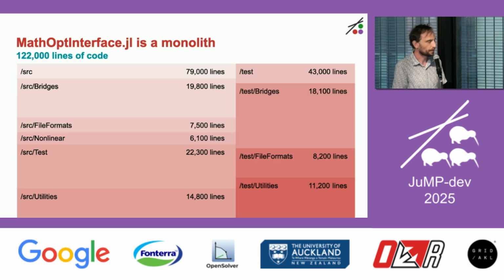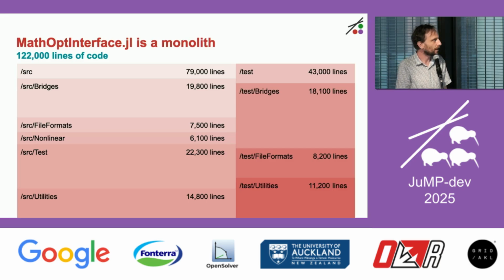Breaking that down, the bridges as a submodule within MOI is about 20,000 lines of code, so a quarter of MOI is the bridges. And then the testing of the bridges is almost half of our tests.